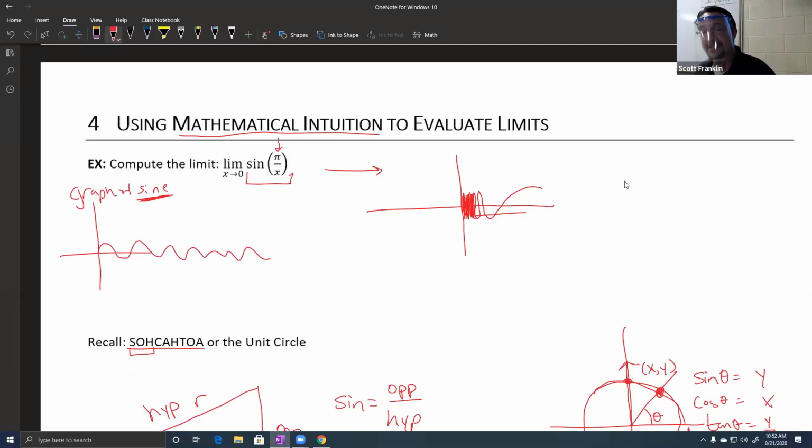It's kind of like what the sine is doing, but it never goes above +1, never goes below -1. So it stays in that range, but it's still bouncing back and forth. In fact, the closer you get to 0, the faster it bounces. So is it getting close to a single height? The answer is no. So we would say it does not exist.